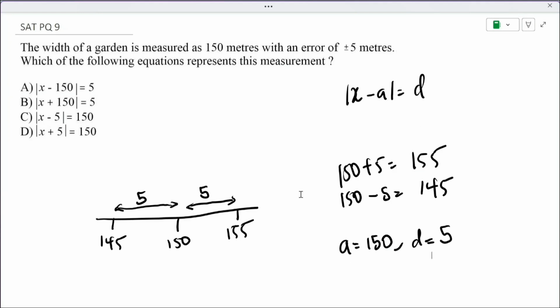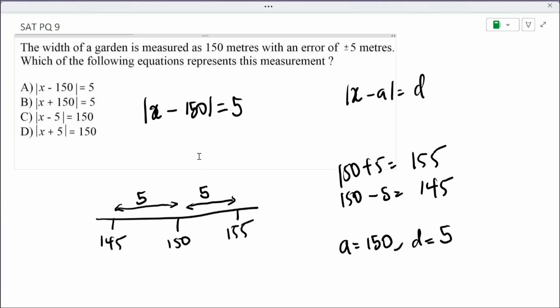So we have the absolute value of x minus the value of A, which is 150, equals the value of D, which is 5. So the answer to this question is the absolute value of x minus 150 equals 5. And from our options, the answer is A.